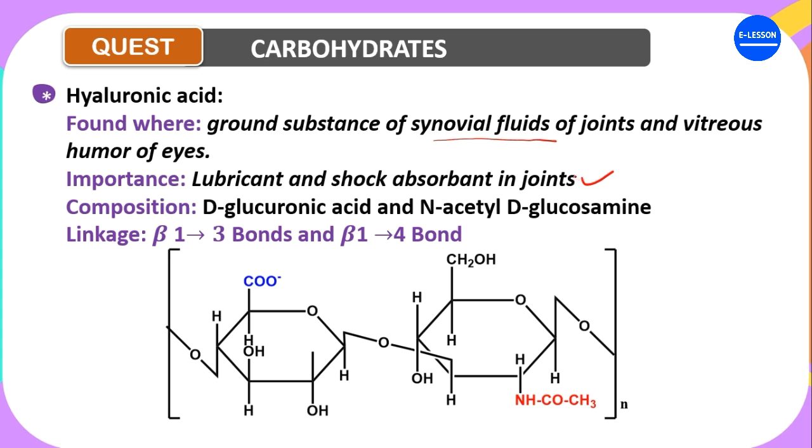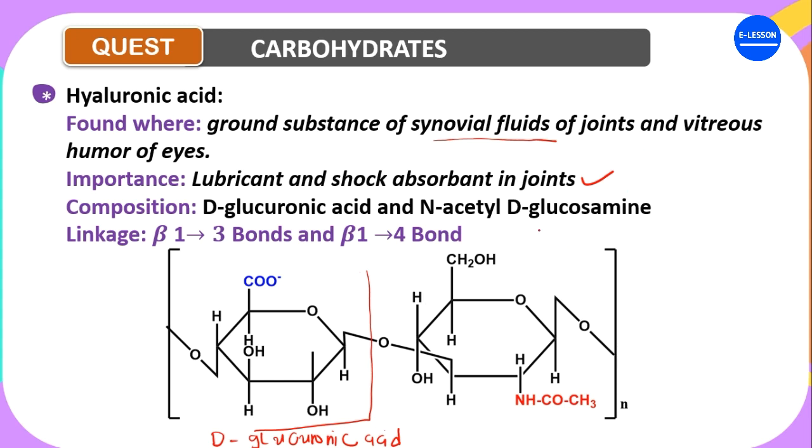It acts as a lubricant and a shock absorbent in joints. Then the composition. It consists of D-glucuronic acid. Now, what you have here, from here down, is what is called D-glucuronic acid. Remember that we said it contains uronic acid and what? And amino sugars. And they can be acetylated too.